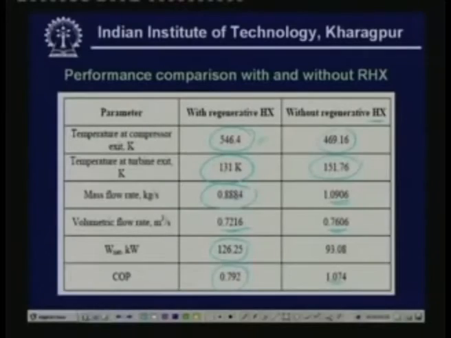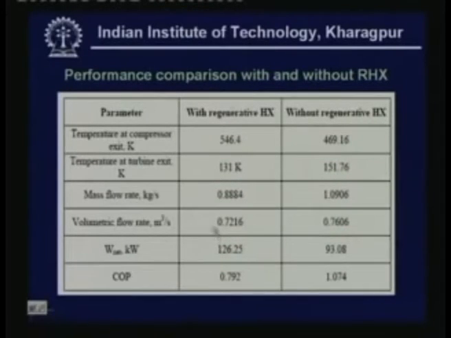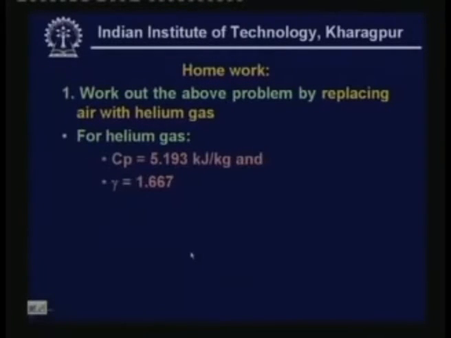Okay, so based on this problem I will give you a homework problem, you work it out. The homework problem is like this. You work out the above problem just by replacing air with helium gas. Okay, so the rest of the data remains the same. All that you have to do is replace the working fluid with helium gas. Okay, and for helium gas the properties are like this. The specific heat Cp is given as 1.193 kilojoule per kg Kelvin, and the specific heat ratio is 1.667. Okay, I will give you the answers in the next class for this problem.